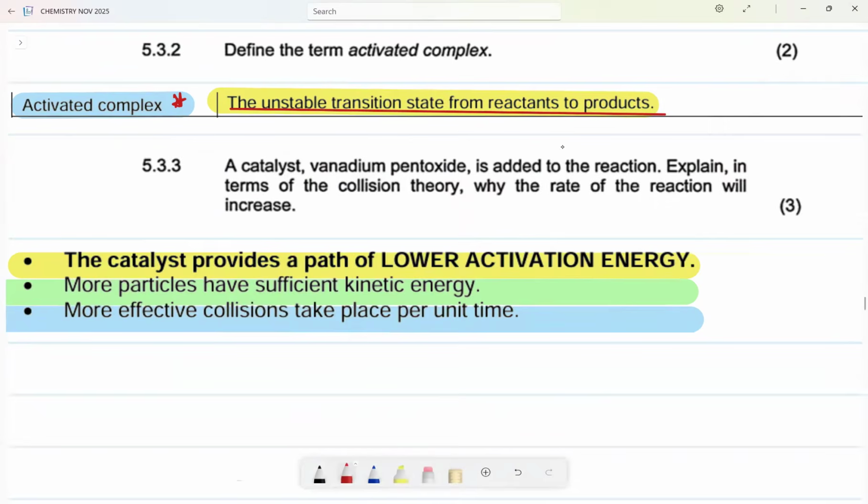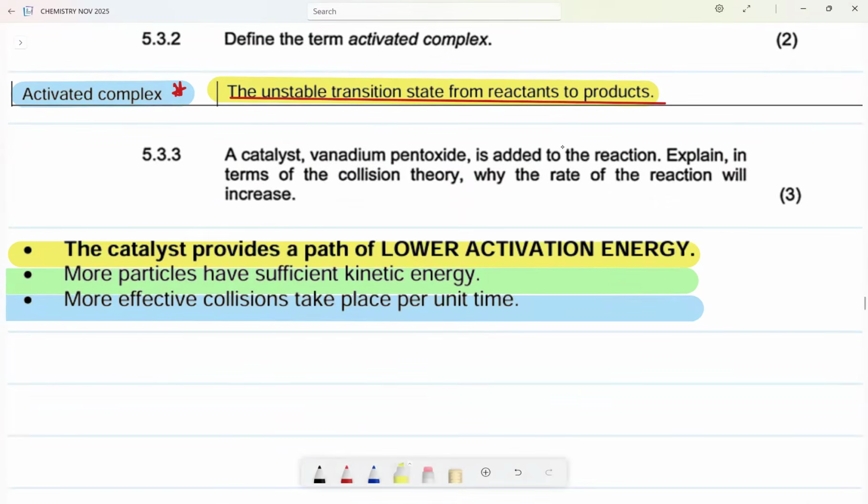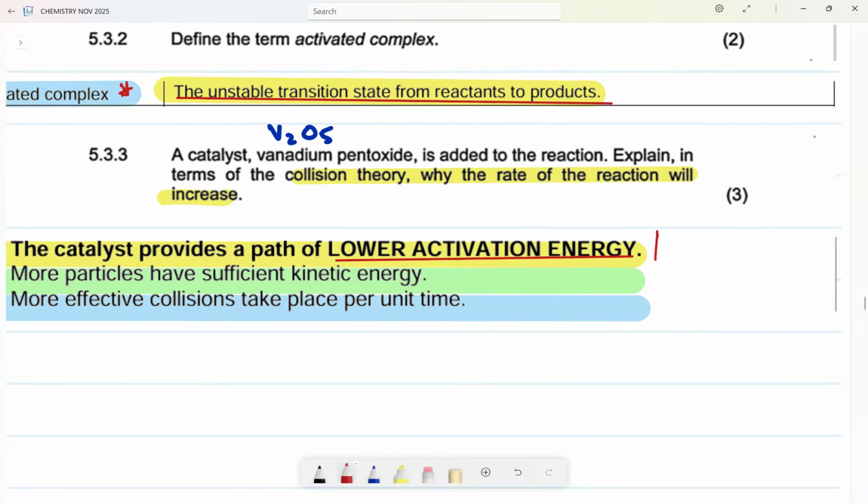And then we are told in 5.3.3 that a catalyst, vanadium pentoxide, is added to the reaction. Explain in terms of collision theory why the rate of the reaction will increase. Now, you should know this off by heart: the catalyst provides a path of lower activation energy. Remember, it lowers the what? It lowers the activation energy. Very important.